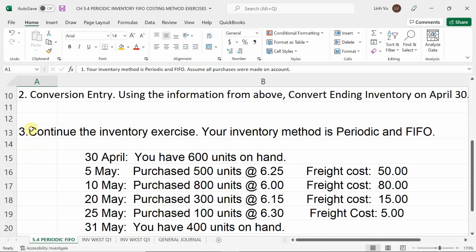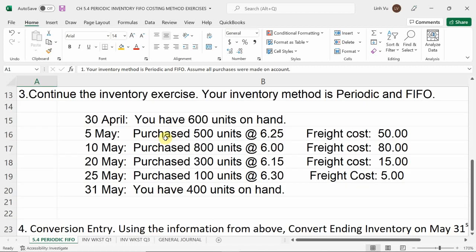So in this case, question 3 says continue with the inventory exercise. Your inventory method is periodic and it is FIFO. So now we have beginning inventory, right? Because we're carrying on from April into May. So April says you have 600 units on hand.